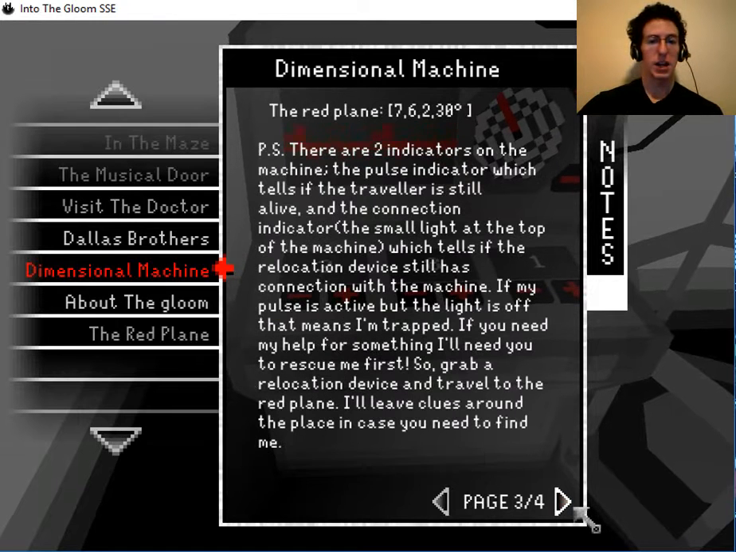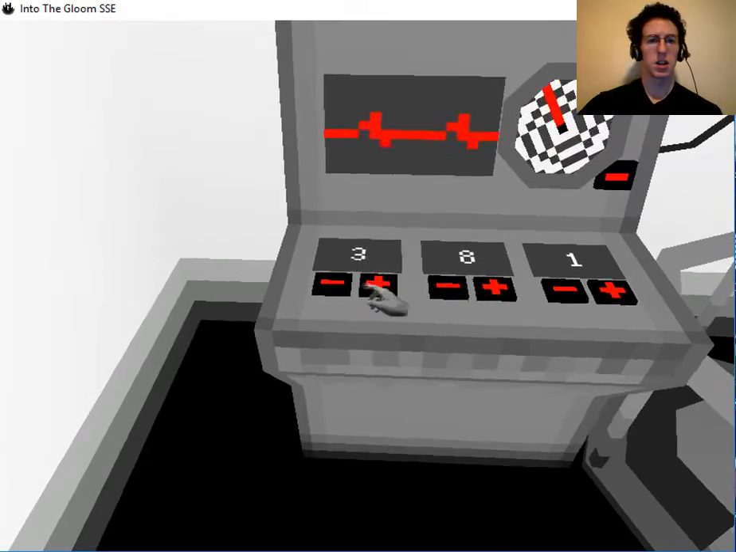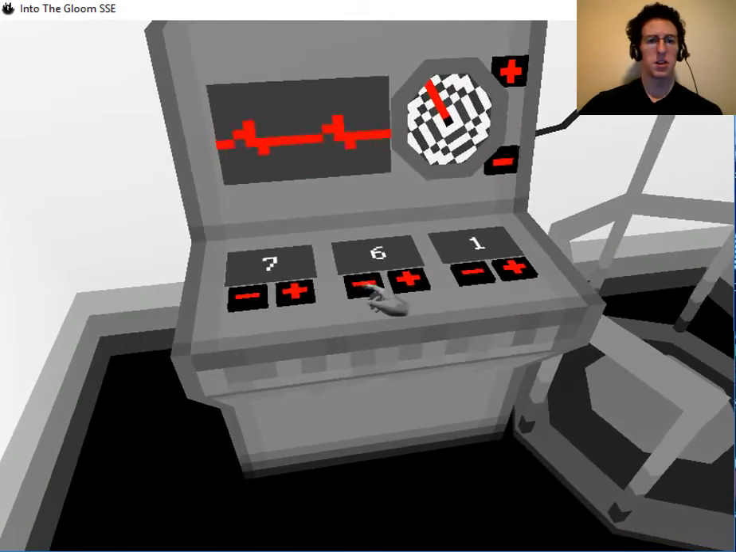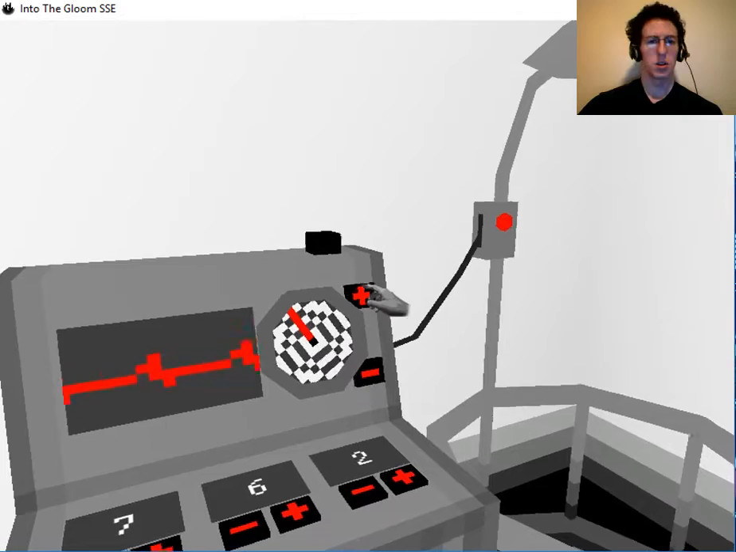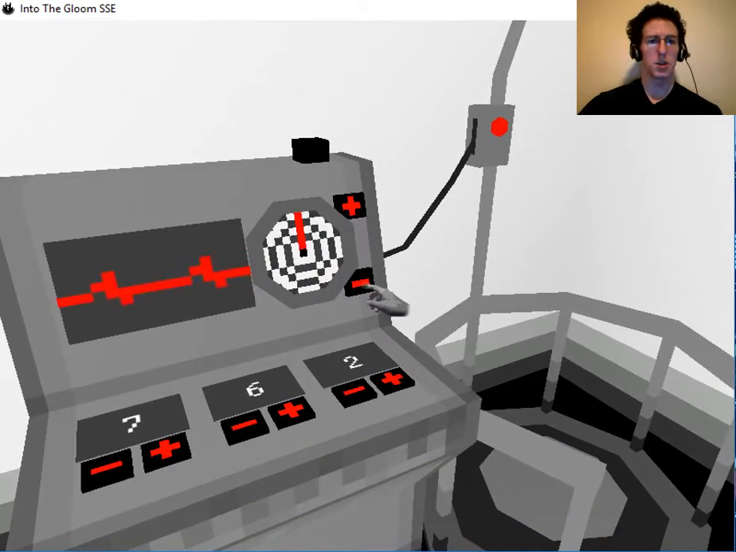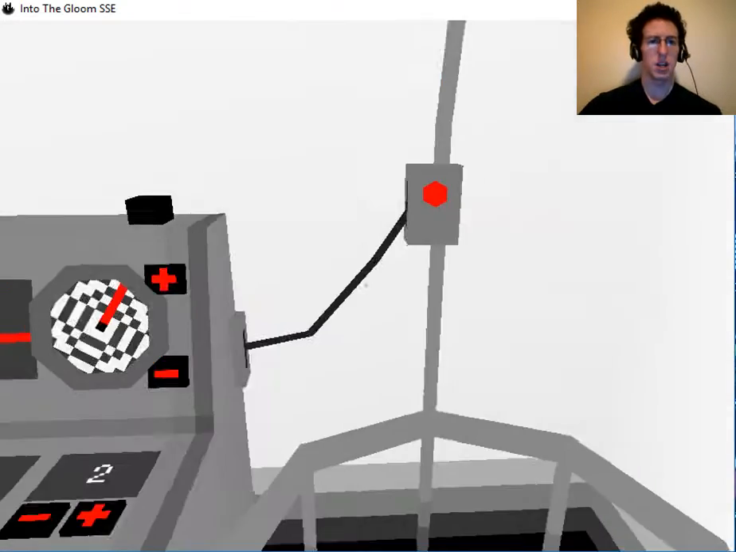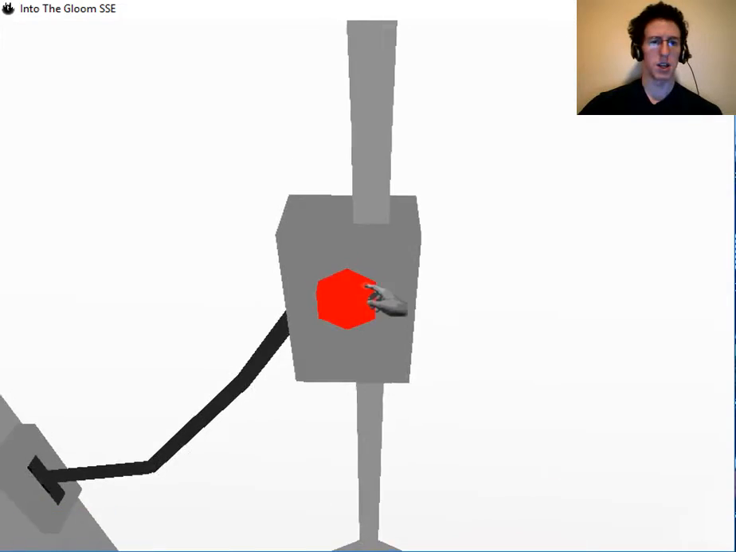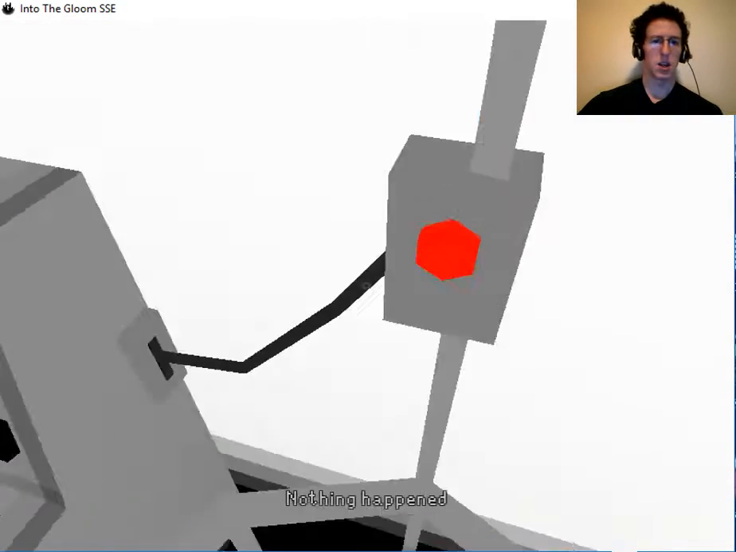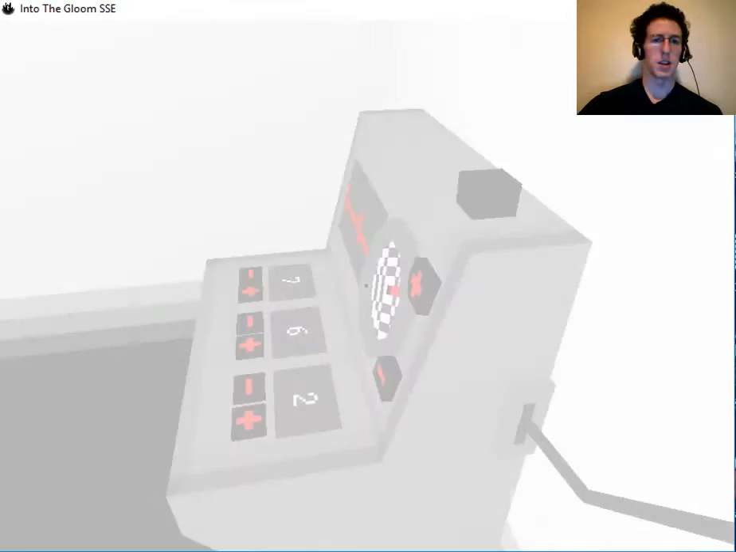Okay, I guess I'll try the red plane. Red plane, 7, 6, 2, 30. 7, 6, 2. Oops, probably the other way. 30. Probably not right. There we go. 30. Be nice if that was numbered.